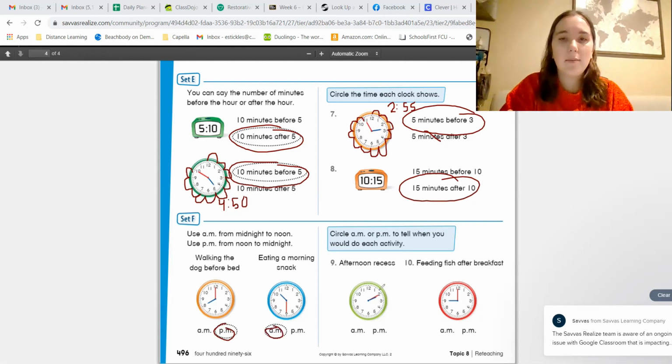You're going to do number 9 and 10. Number 9 says afternoon recess. 10 is feeding fish after breakfast. What do you think? Are they AM or PM?